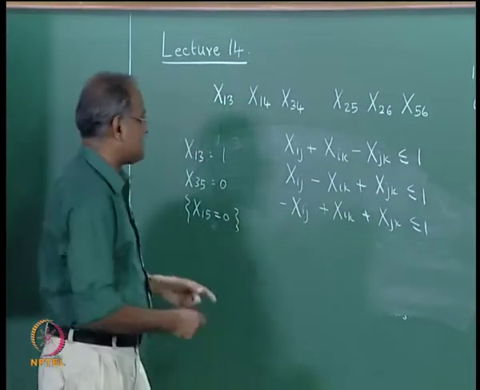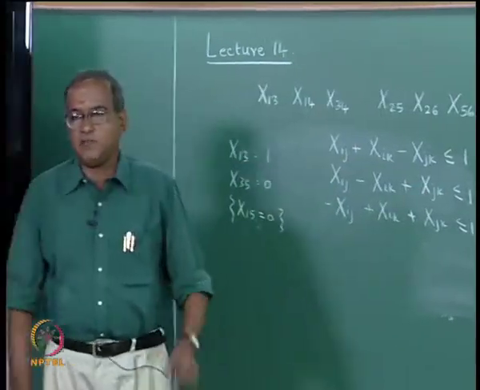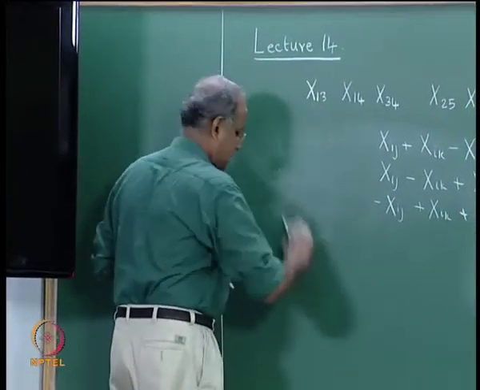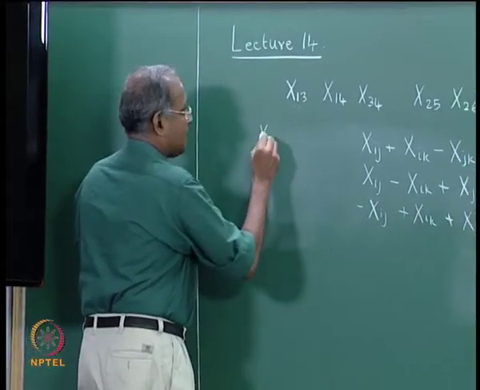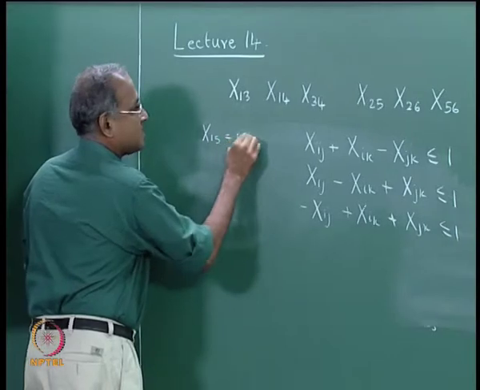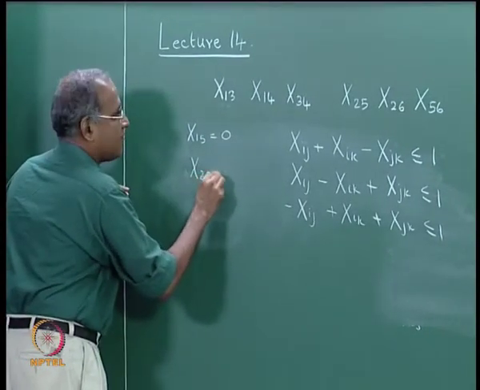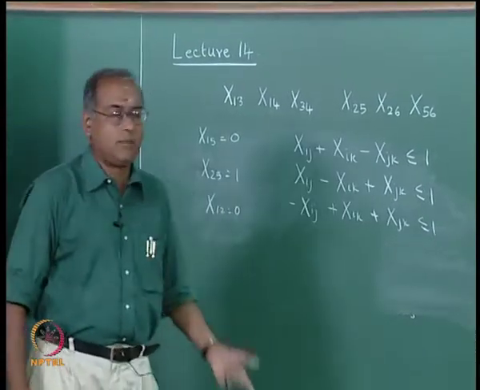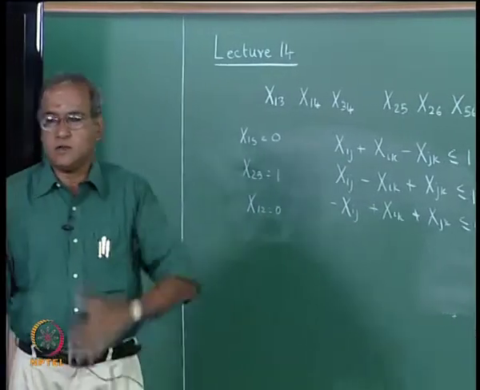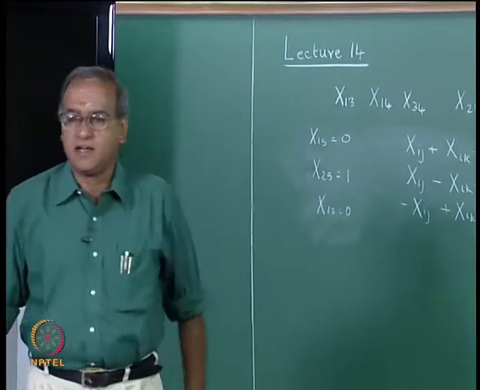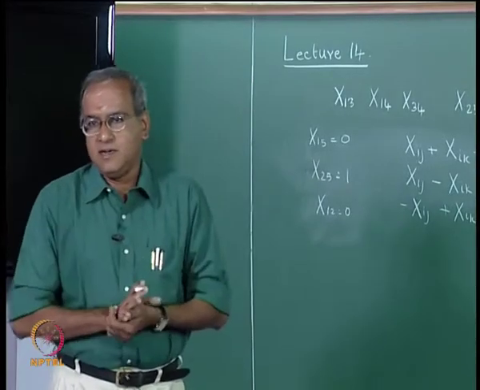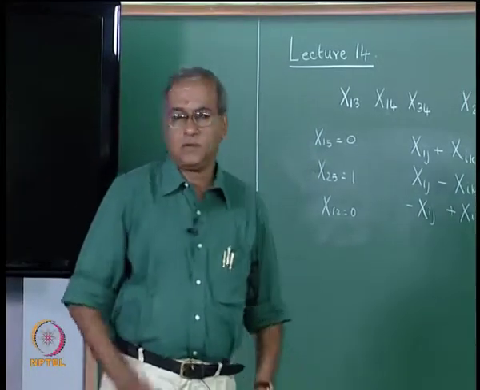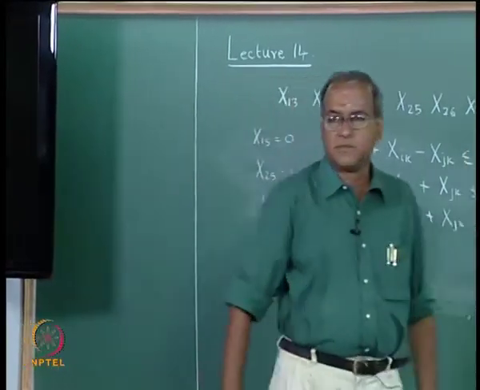So, in a similar manner, this will also ensure finally that if x15 is 0 and x25 is 1, this will force x12 to 0. That will be taken care of by the third constraint. So, these constraints put together for every ijk will ensure these conditions, that if xij is 1 and xjk is 1, then xik is 1 and so on. So, this is how this formulation works.